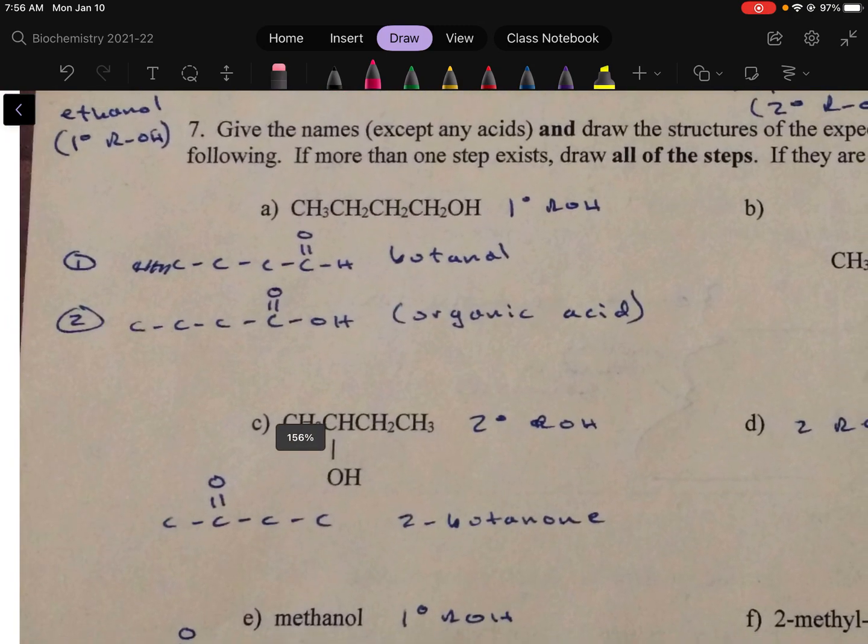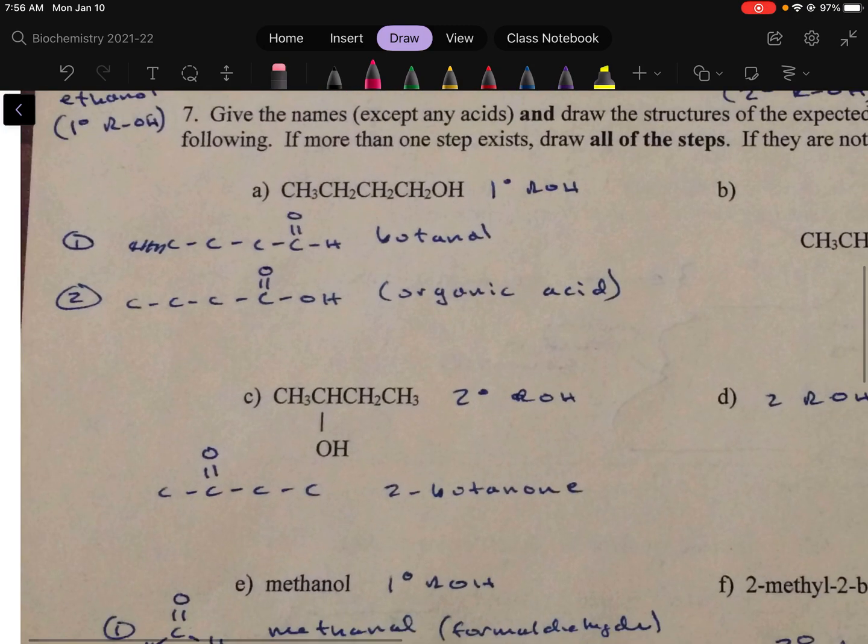And then 7 is saying, using these same patterns of reactivity, what are the expected oxidation products? In this case, you're given the reactants, so what are the products going to be? When it says draw all the steps, what we're saying is if you can get to the aldehyde and can go further to the organic acid, the carboxylic acid, then go further. For example, if we start off with a primary alcohol, butanol, the first oxidation step would get you to the aldehyde, butanal. The second oxidation step will get you to butanoic acid.